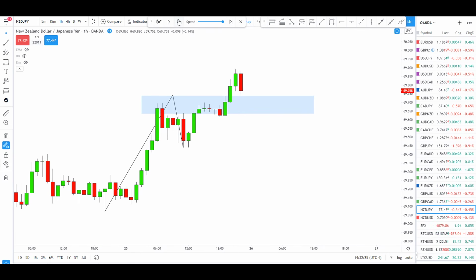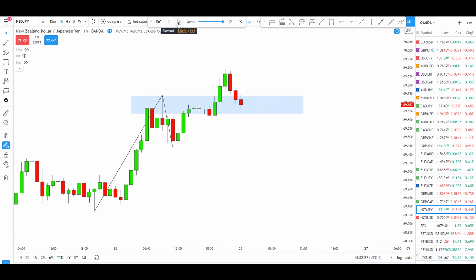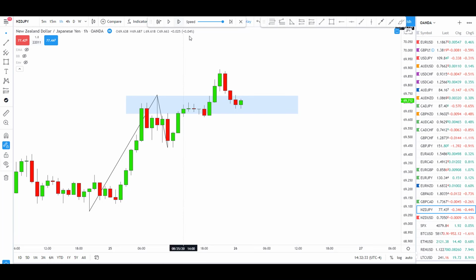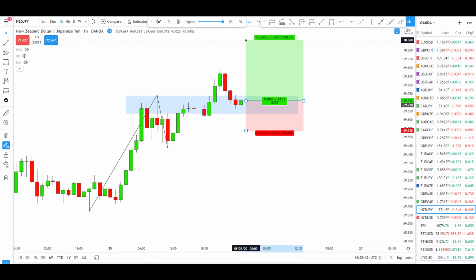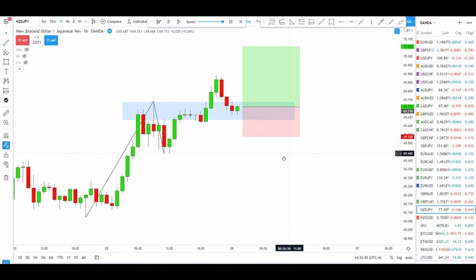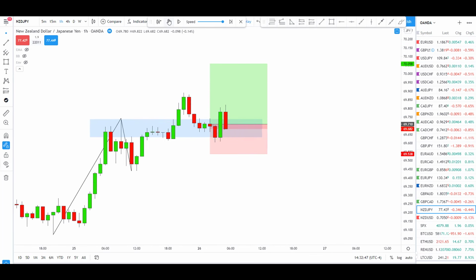So let's go ahead and take a look at what happens. We push back down into our area of previous resistance that now should become support. We eventually get some buying pressure. Our entry would look something like this. Stop loss would be down below this area. And we'll talk about entry, stops, and targets later. Just as an example here, this is something like what the trade would look like. Let's hit play. See what happens.